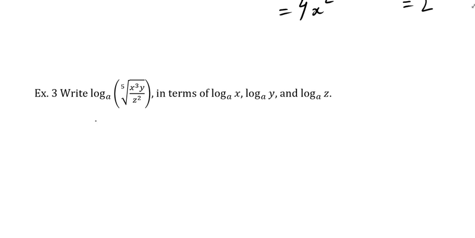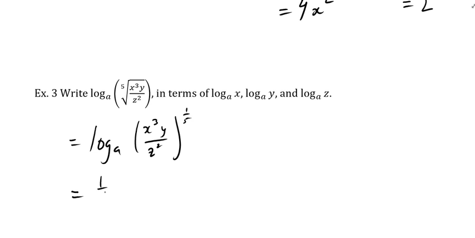Okay, so the first thing I'm going to do is I'm going to manage the 5. So this works out to log base a of x cubed y over z squared to the 1/5. And that 5th root was on everything, so it's still on everything. So I do take that one all the way out to the front of the whole thing.